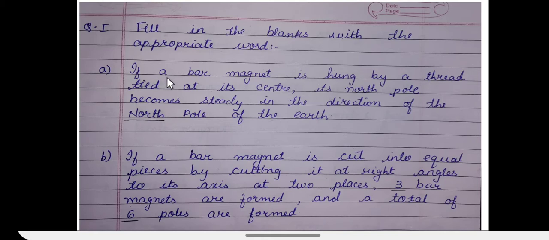A. If a bar magnet is hung by a thread tied at its center, its north pole becomes steady in the direction of north pole of the earth. B. If a bar magnet is cut into equal pieces by cutting it at right angles to its axis at two places, three bar magnets are formed and a total of six poles are formed.